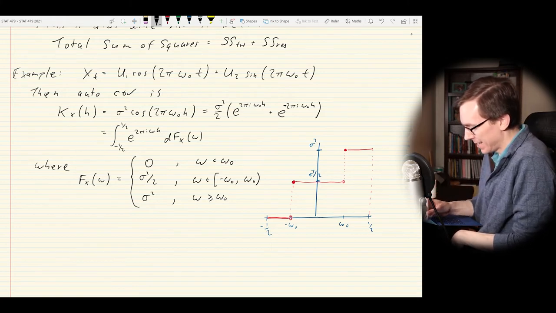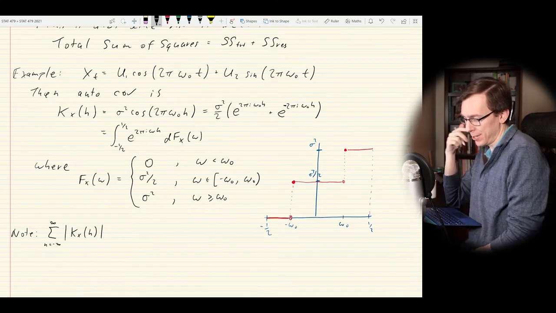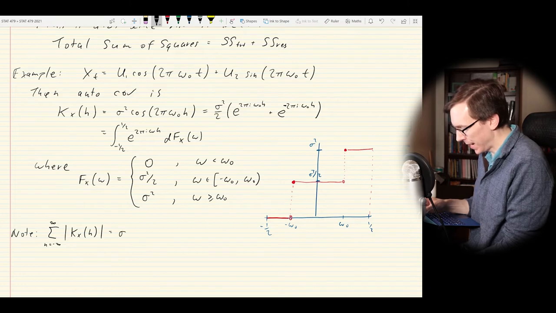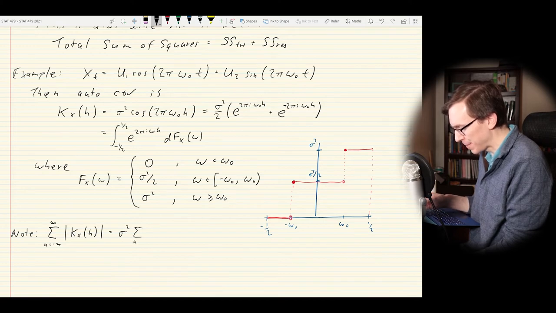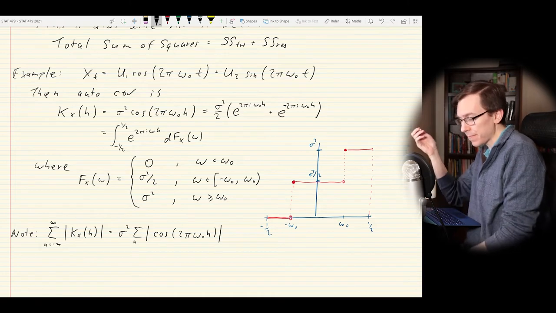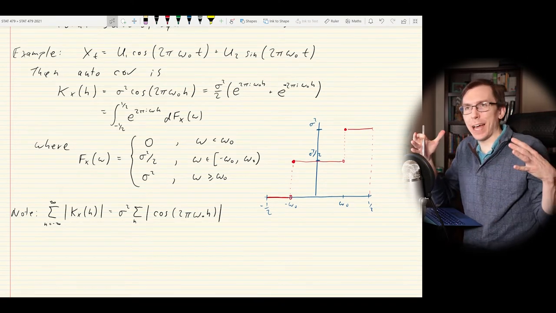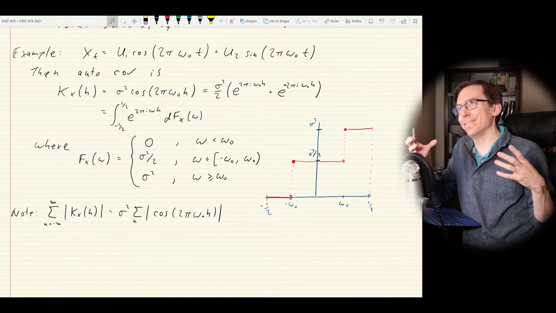But what we can note is that the sum of kx(h) for h from minus infinity to plus infinity, what's that going to be? That's going to equal sigma squared, which has to be positive, times the same sum over h of the absolute value of the cosine of 2 pi omega naught h. And that thing will constantly keep fluctuating up.